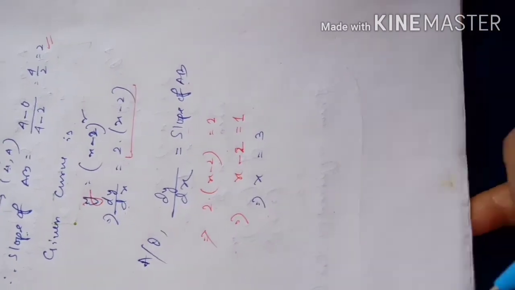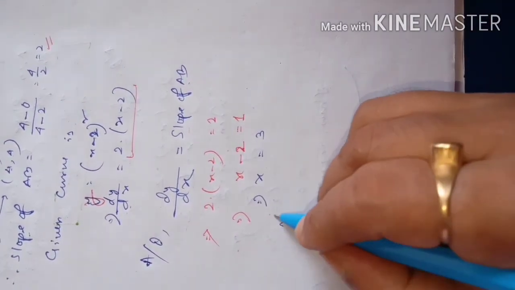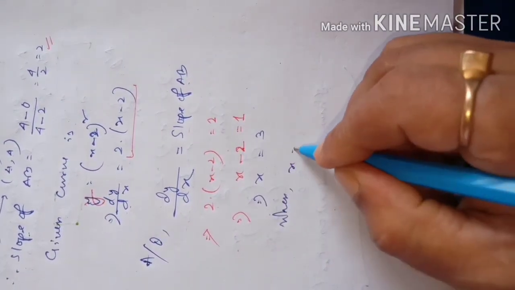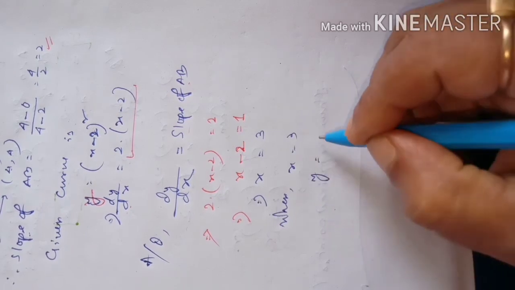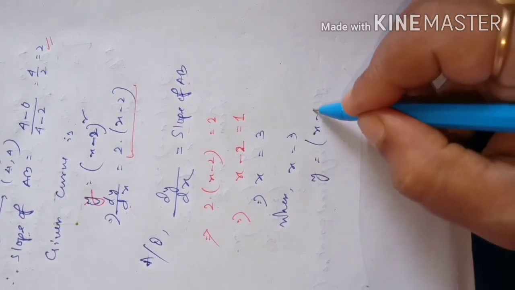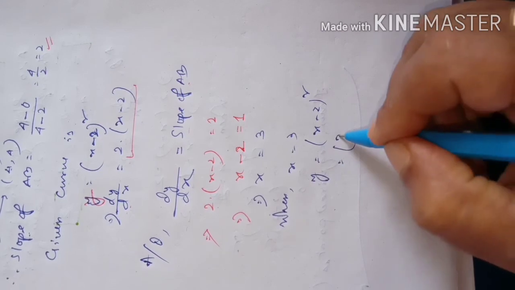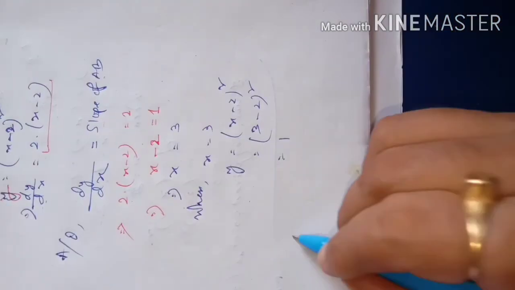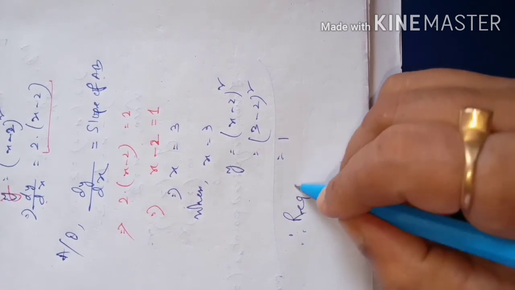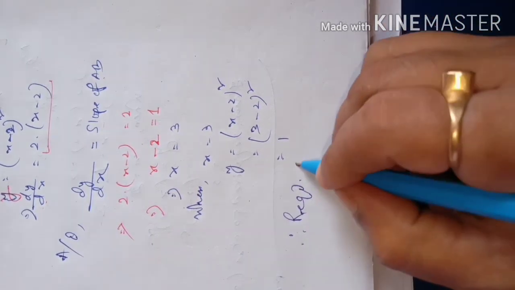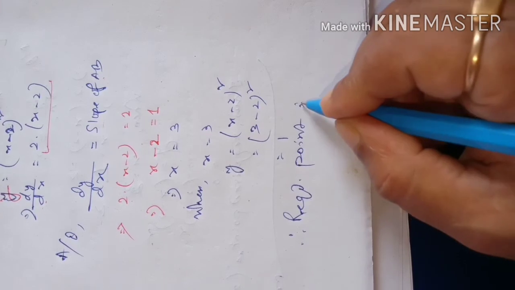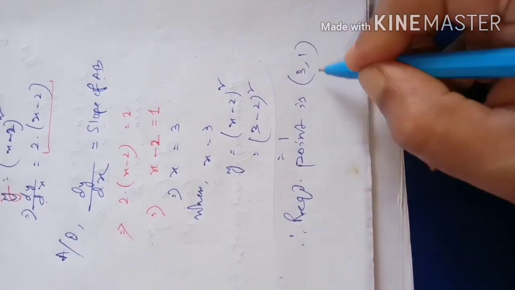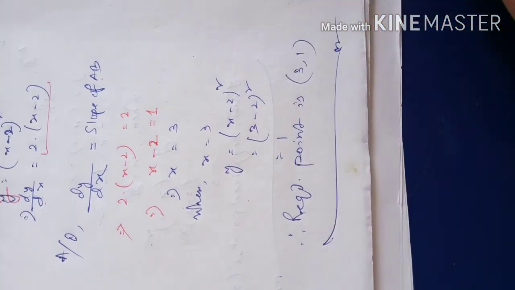So the point is, when x is equal to 3, y will be equal to x minus 2 the whole square, that is 3 minus 2 the whole square, equal to 1. Thus the required point is 3, 1. This is the answer. Understood, dear students?